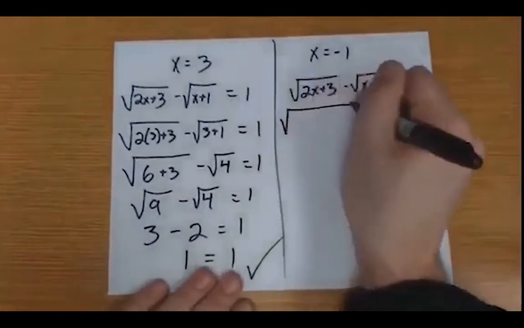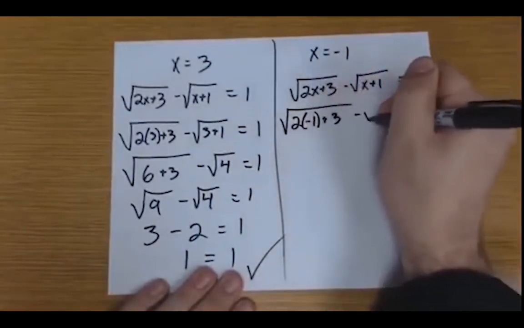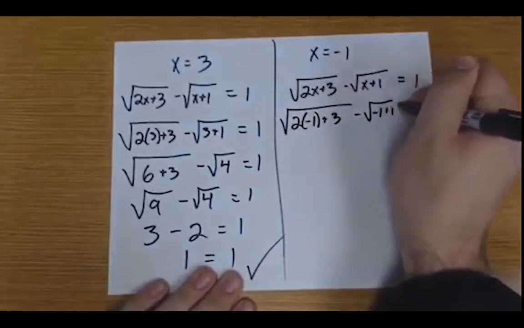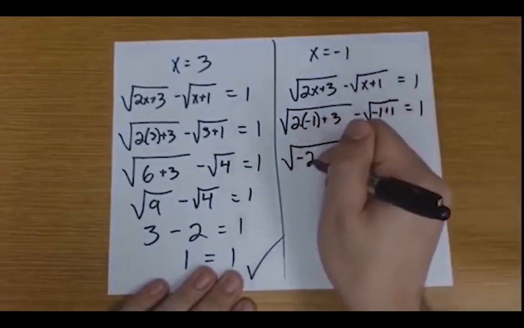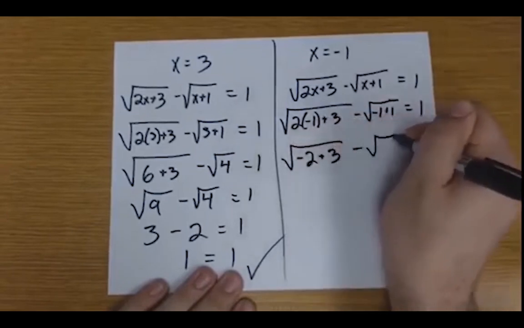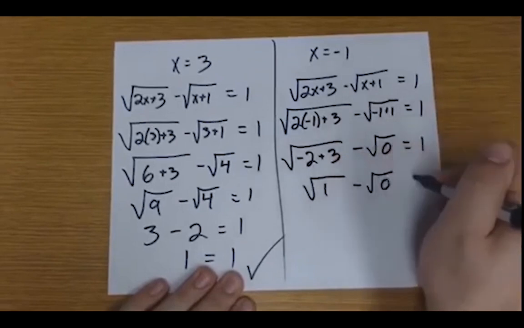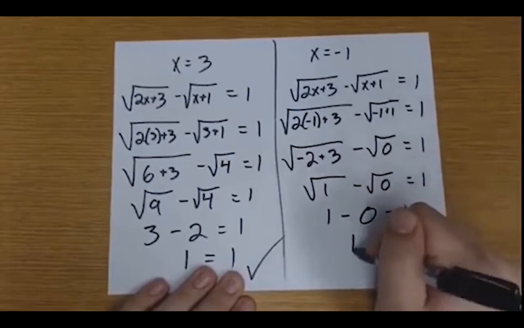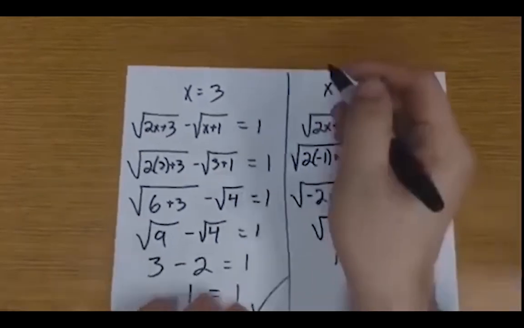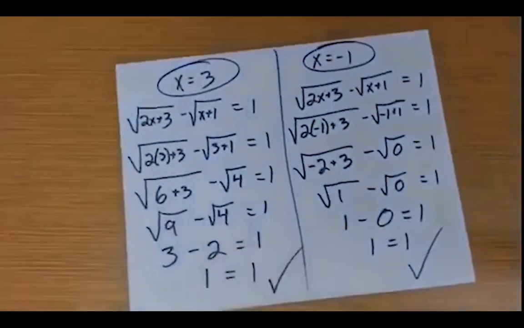With the negative 1, radical 2 times negative 1 plus 3 minus radical negative 1 plus 1 equals 1. Radical negative 2 plus 3 minus radical 0 equals 1. Radical 1 minus radical 0 equals 1. 1 minus 0 equals 1. 1 equals 1. Both of these check. Both of these are in our solution set.